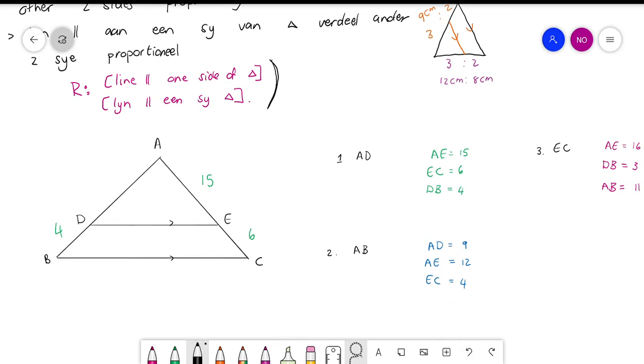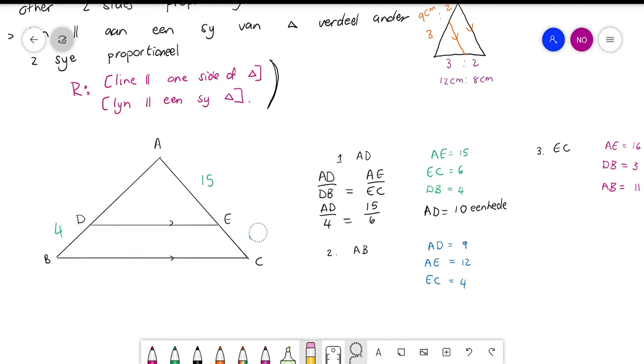So wat dit vir my sê is dat AD op DB gaan in dieselfde verhouding wees as AE op EC. En nou kan ek dood eenvoudig gaan instel. So then AD over 4 is gelyk aan 15 oor 6 en dit gee vir my dan, as ek hom net gaan uitwerk, AD is gelyk aan 10 eenhede. If they gave it to you in centimeters, your answer is in centimeters. If they gave it to you in meters, etc., etc., etc. Okay, goed.